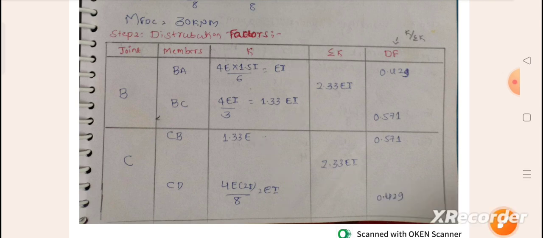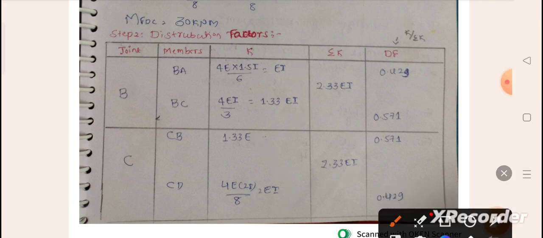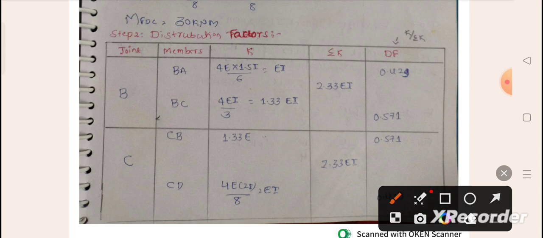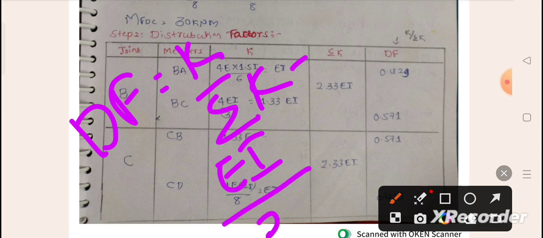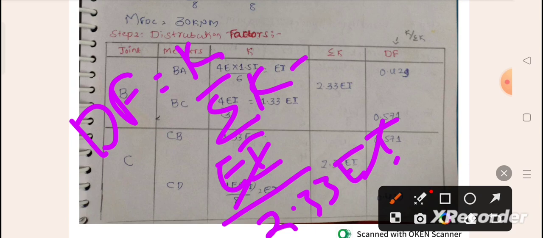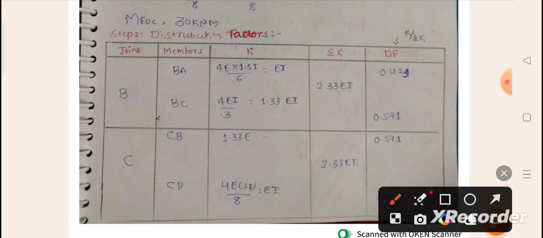Next, distribution factor. How are we going to calculate the distribution factor? The distribution factor formula is K by summation of K. What is the value of K here? K for the first case, BA, is EI. What is the summation of K? That will be 2.33EI. So EI gets cancelled, and 1 by 2.33 will be 0.429. Same thing for this.